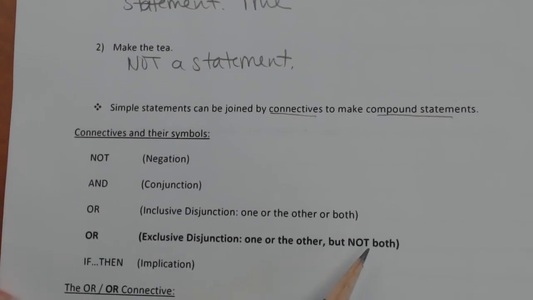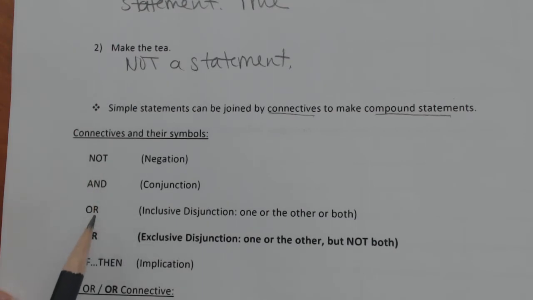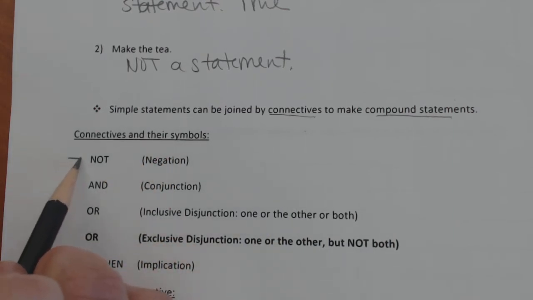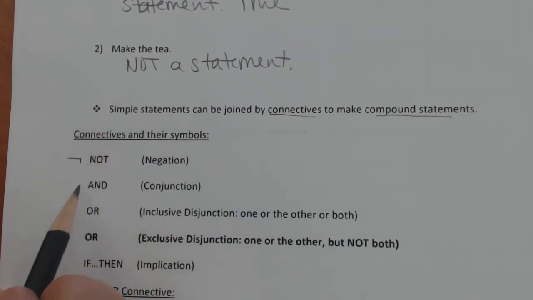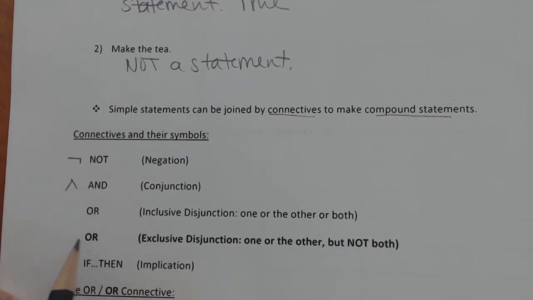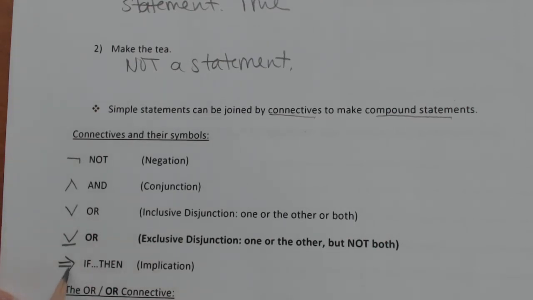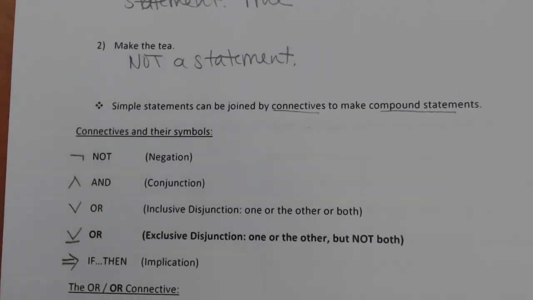Connectives that we learned about previously are not, and, or inclusive, or exclusive, and if then. So now there's symbols. For not, this is the symbol for not. For and, this is the symbol for and. For or inclusive, this is the symbol. For or exclusive, that's the symbol. And for if then, it is the arrow. Sometimes in some books you will see this arrow just having one line here. Sometimes it might be a double line. You just have to check your book to see, but it is going to be the arrow symbol for the if then.